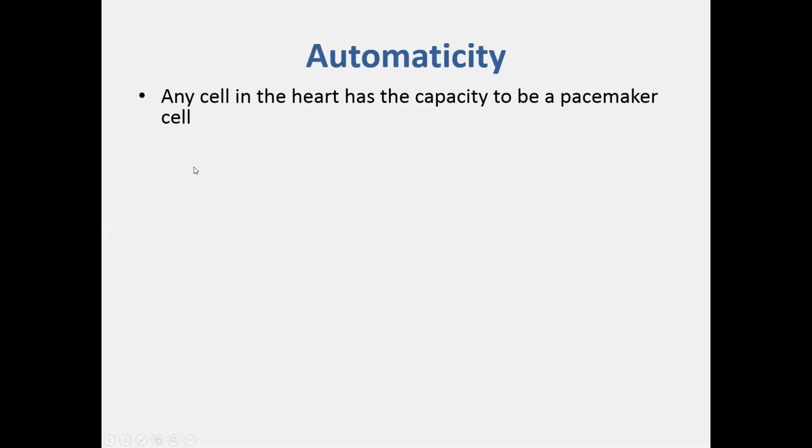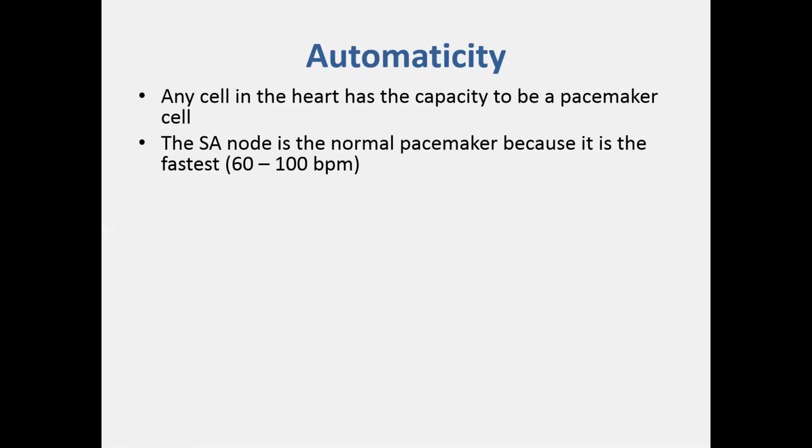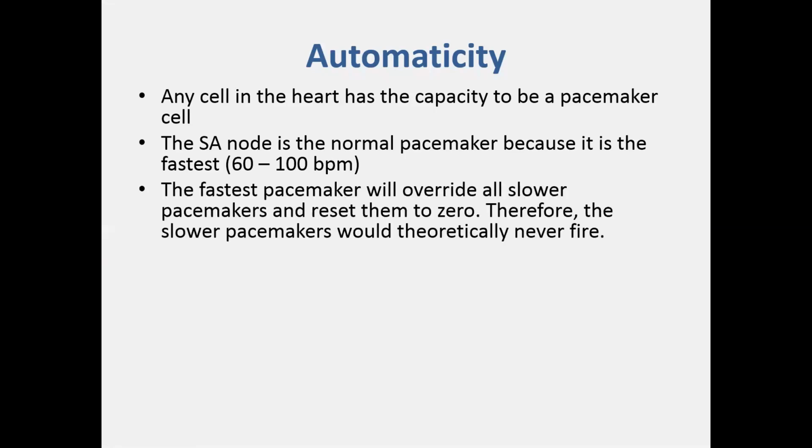So any cell in the heart has the capacity to be a pacemaker. Heart cells can beat on their own, and they have the capacity to be the pacemaker of the heart. Normally, the SA node is the pacemaker because it's the fastest. It beats between 60 to 100 times per minute. The fastest pacemaker will override all slower pacemakers and reset them to 0. So, theoretically, the slower pacemaker should never fire.